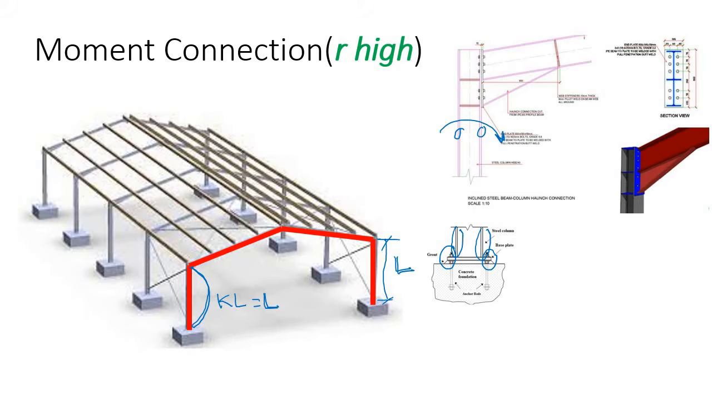But as the radius of gyration about this major axis is high, KL by R is already less because the R is very high. So we don't need to reduce this effective length anymore because the R is already high. Got the idea?